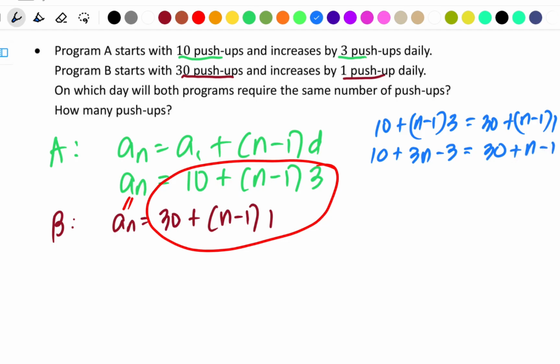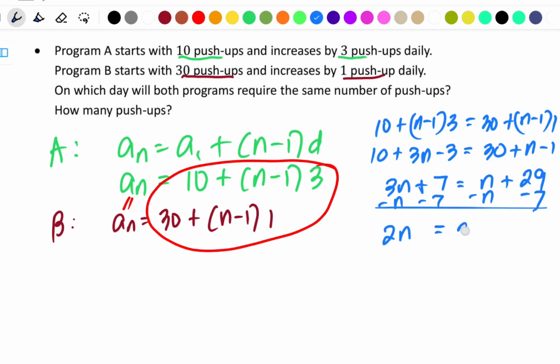Let's simplify both the left and the right side of the equation. We will have here 3n, 10 minus 3 is 7, and then n plus 29. Let's subtract n from both sides, and 7. Minus n, minus n, minus 7, minus 7. And we will have 2n equals 22. Divide both sides by 2, we get n equals 11. So they will have the same number of push-ups on the 11th day.